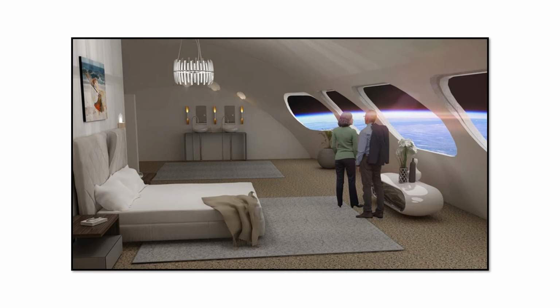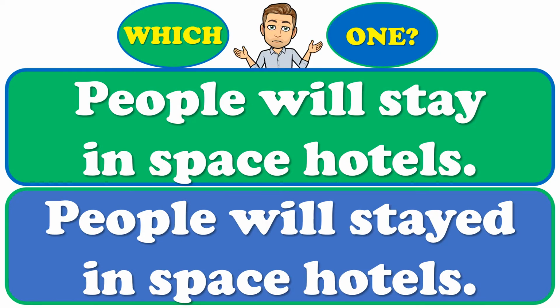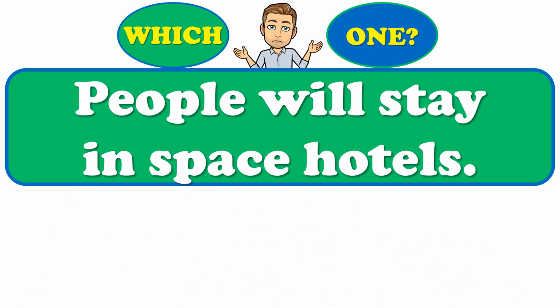How about this one? This looks like a very cool place to stay. Take a look at these two sentences. Which one follows that future tense rule? The green one or the blue one? Look carefully at that verb. This time, it's the green one. People will stay in space hotels. Do you want to stay in a space hotel?